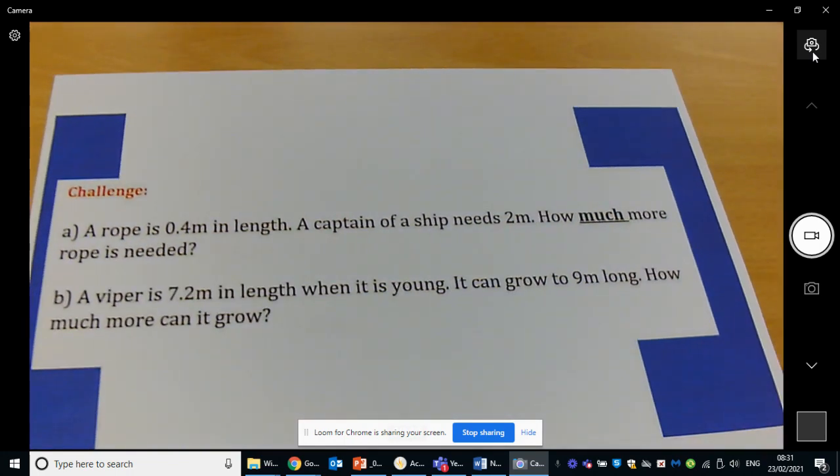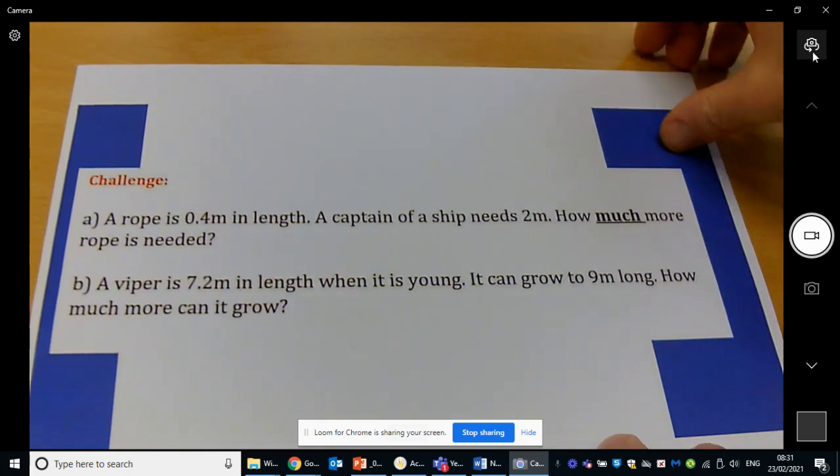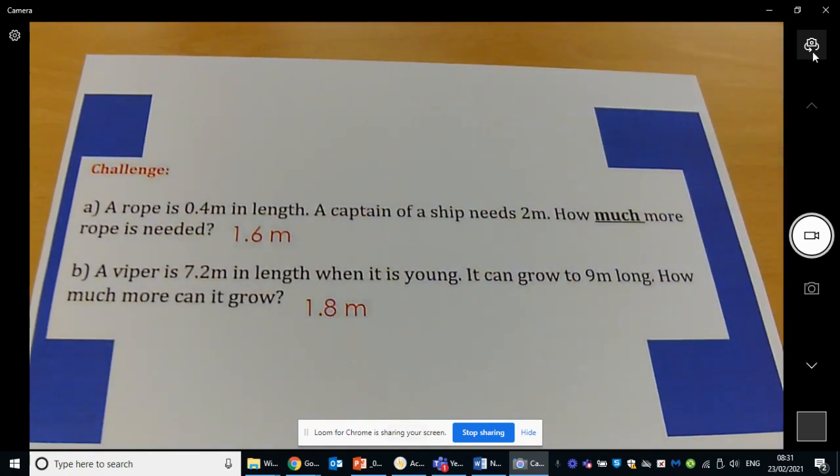And for those of you that are feeling incredibly brainy today, there are 2 challenge questions as well. So if you'd like to give these a go, that would be fantastic. Pause the video now. All right, and let's have a look. So those are the 2 answers for those final questions there, 1.6 meters and 1.8 meters.